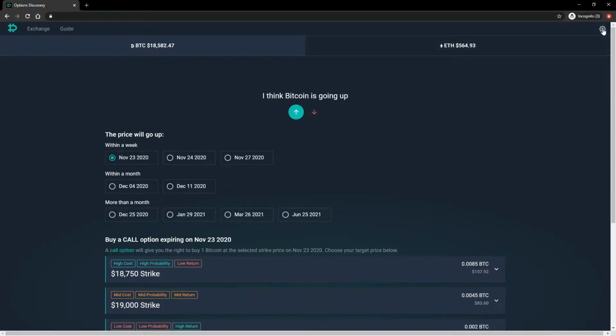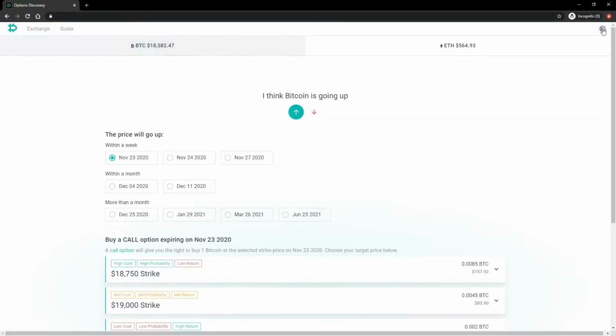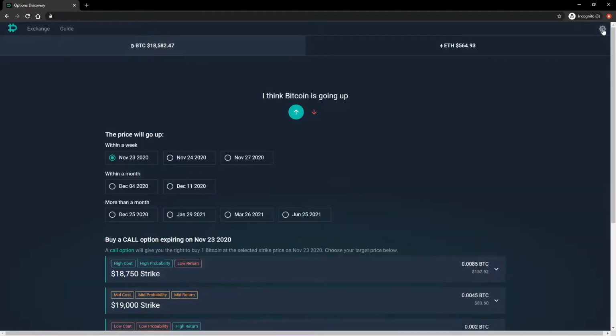I'll be working with a dark mode version here, but for those that prefer a light mode, there is a simple toggle in the top right. Clicking this will switch between the 2 color modes.